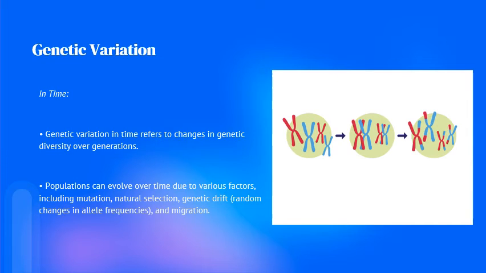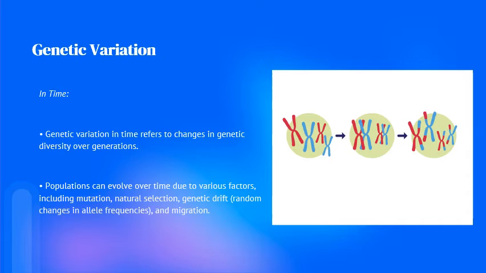So let's talk about genetic variation in time. Variation in time refers to changes in genetic diversity over generations. Populations can evolve over time due to various factors, including mutation, natural selection, genetic drift, and migration. Over long periods, new genetic variants may arise through mutation and become more or less common in a population. The genetic composition of a population can change in response to environmental changes or selective pressures.